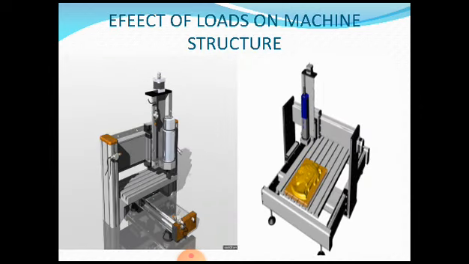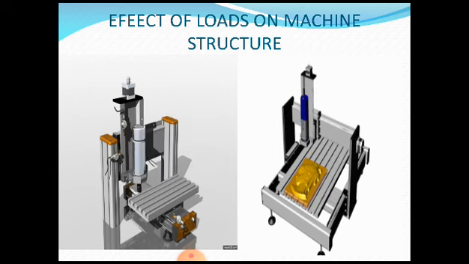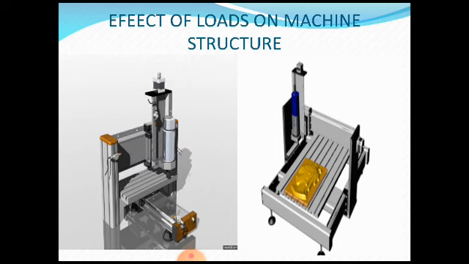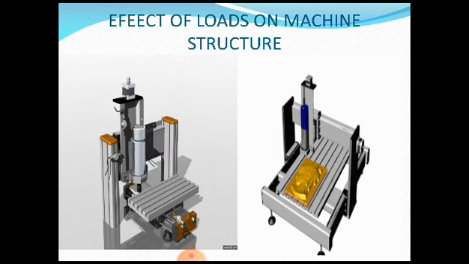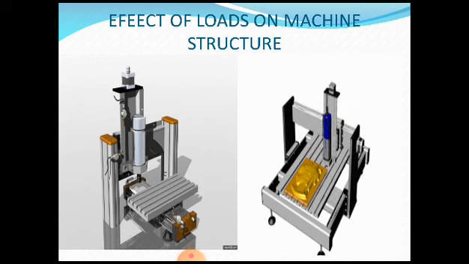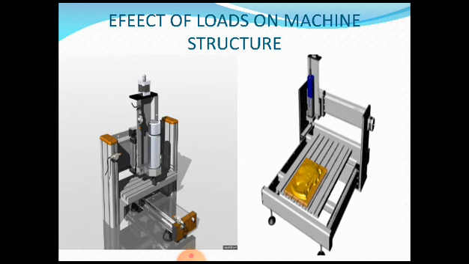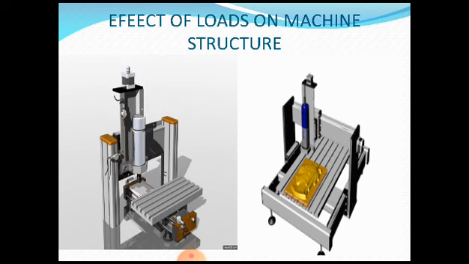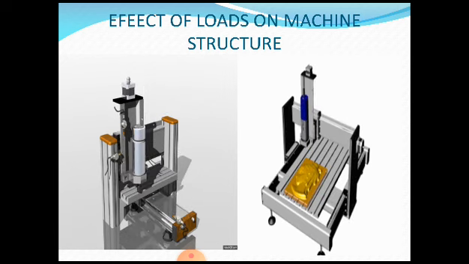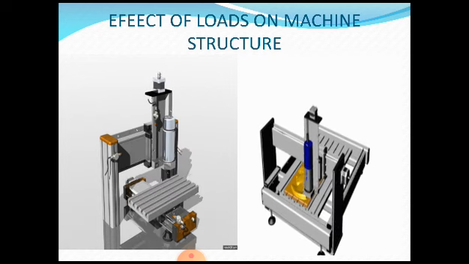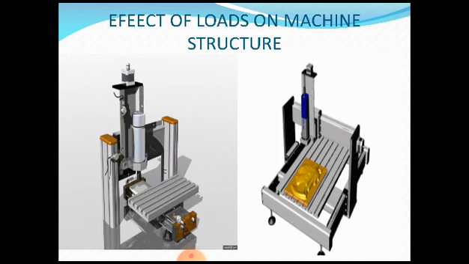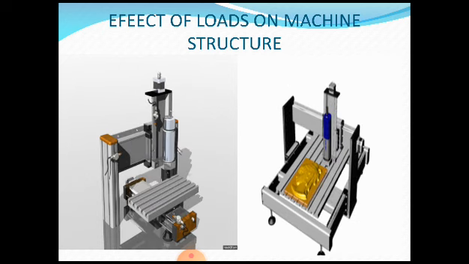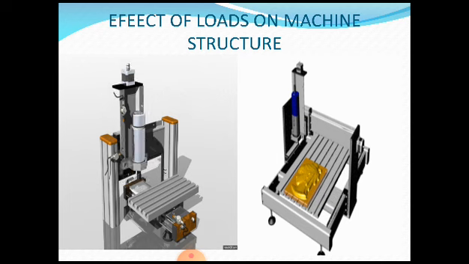Now, as you are going to see on the screen, how these effects of loads act on the machine structure. I have shown on the presentation two important types of figures. You are going to see the continuous movement of the tool slides on the left side, and also the movement of the work table. In the right side you are going to see some stamping operation being carried out by the CNC machines.